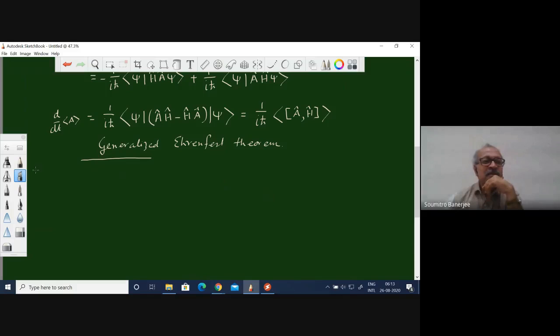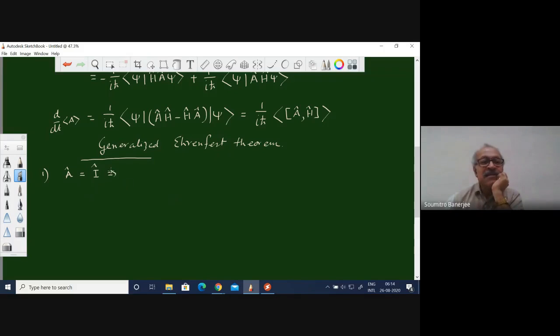First, assume that A is the identity operator. What does identity operator mean? Identity operator operating on anything leaves that unchanged. But still it is an operator. So let's assume that A is an identity operator. So what does the generalized Ehrenfest theorem tell us?